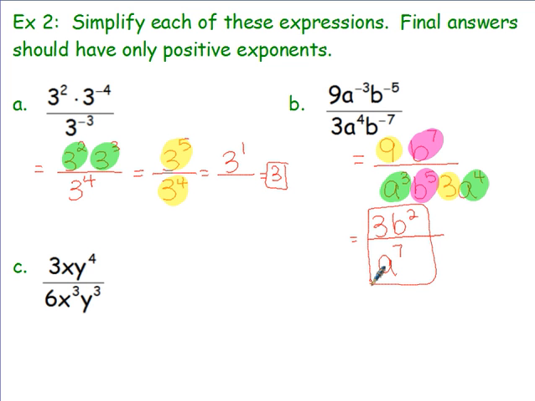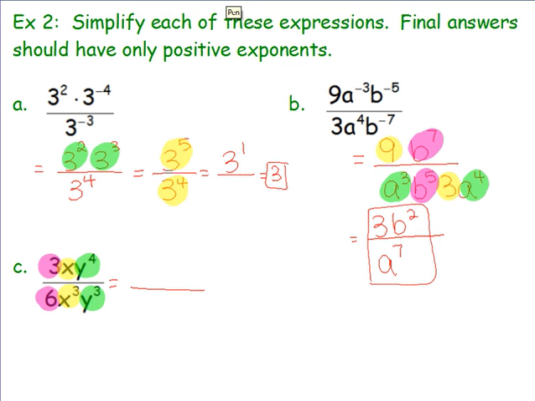Finally, let's see how you did on C. First question, parentheses, no. Is everybody happy? Yes. Are there like terms? That's where we're starting. We are combining like terms. Whole numbers, 6 and 3. X's, right there and right there. And Y's, right there and right there.